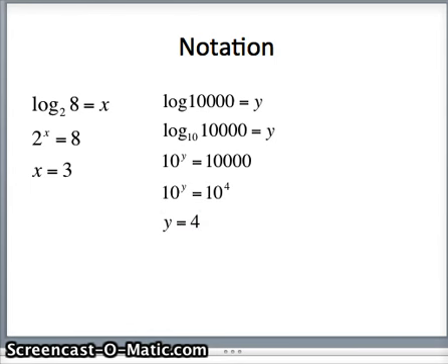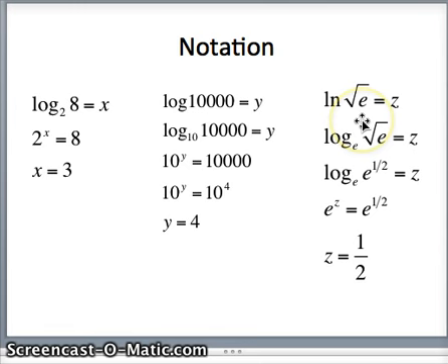But our favorite logarithm is the natural logarithm. The example I'm going to use here is the natural log of the square root of e equals z. If we write natural logarithm, that means log base e. So we have log base e of the square root of e is z. Rewriting the square root of e as e to the 1/2, we have log base e of e to the 1/2 equals z. The base is e, the exponent is z. e to the z equals e to the 1/2, so z is 1/2.